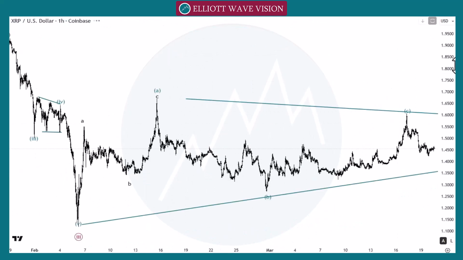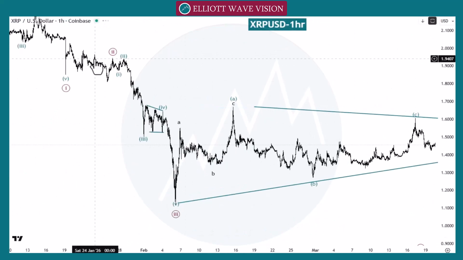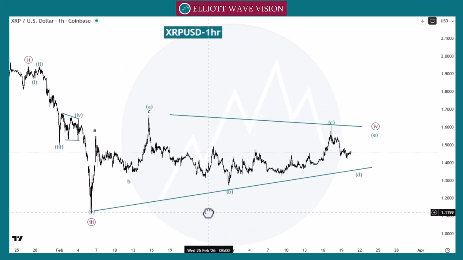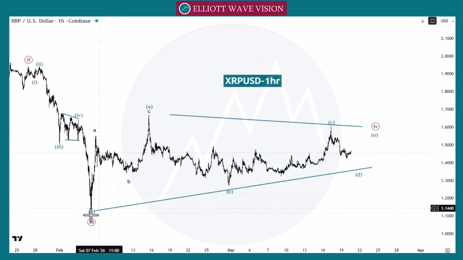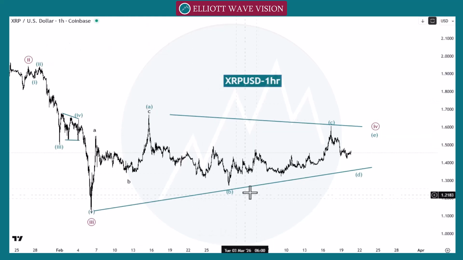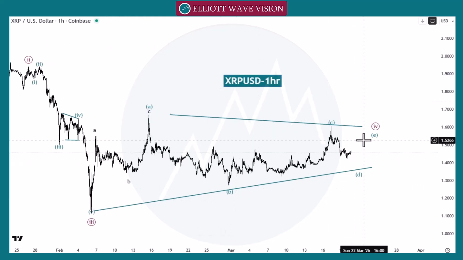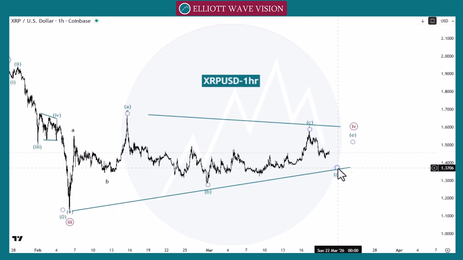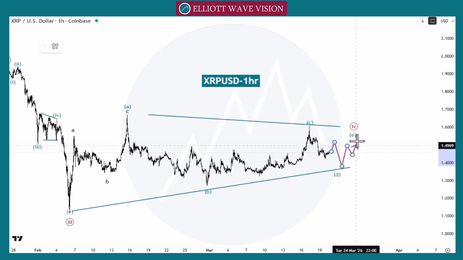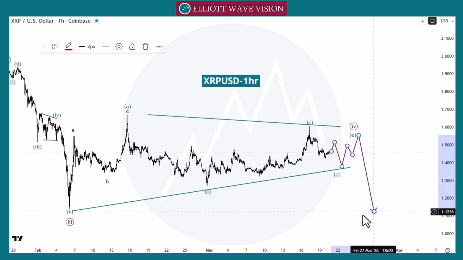So in 1 hour time frame, after this brown wave 3, we count this structure as a sideways, as a triangle, as a wave A, wave B, wave C, wave D, and wave E. Now we need to wait for this leg and this last leg to complete like wave A, wave B, and wave C, wave A, wave B, and wave C to go towards the next point.